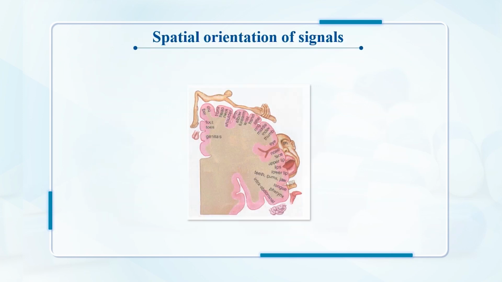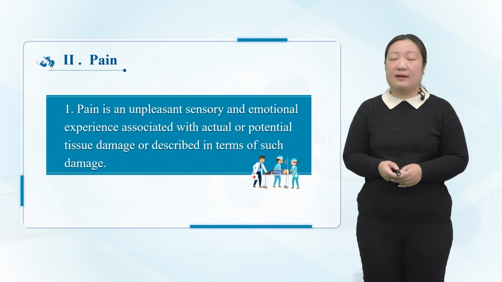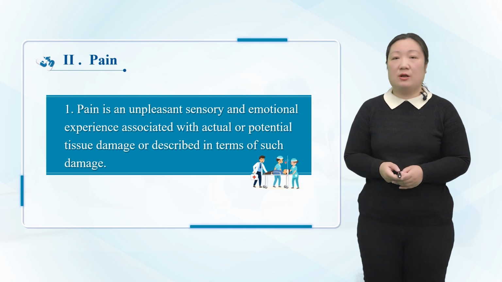Sensory representative area of the cerebral cortex. The cerebral cortex is the highest center of sensation, and its functional position is the sensory representative area. Now we're talking about the feeling of pain. Pain is an unpleasant sensory and emotional experience associated with actual or potential tissue damage, or described in terms of such damage.